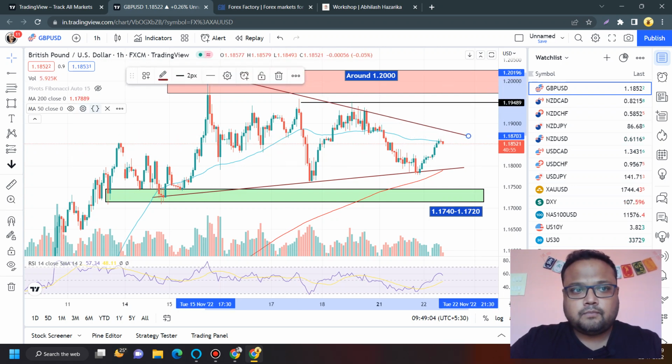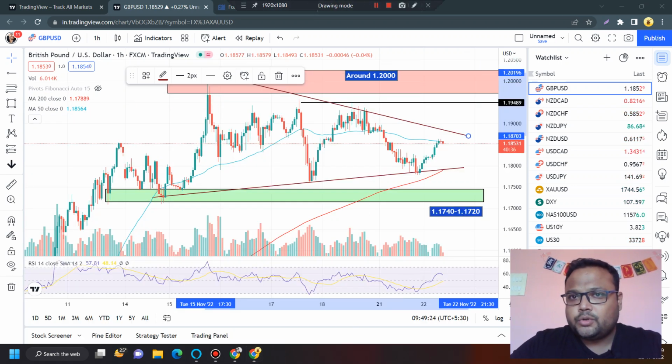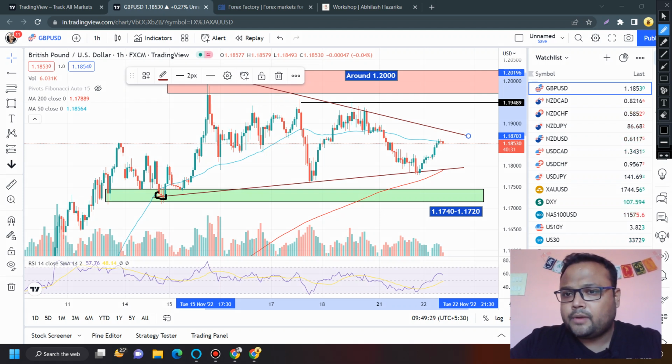And when it comes down to take support at the trend line at the bottom, it will be around 1.1800.